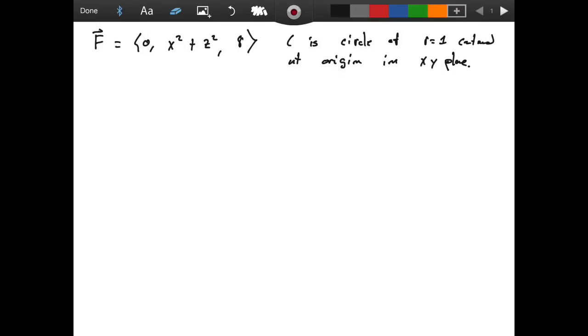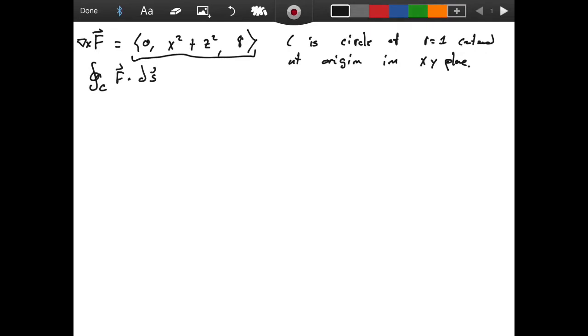We have a vector field, and I just realized I wrote it wrong. So we have a vector field, and what do we know about the vector field? We know that the curl of f is equal to this vector field right here, and we want to find the line integral around C with counterclockwise orientation of f, where C is a circle of radius 1, centered at the origin in the xy plane.